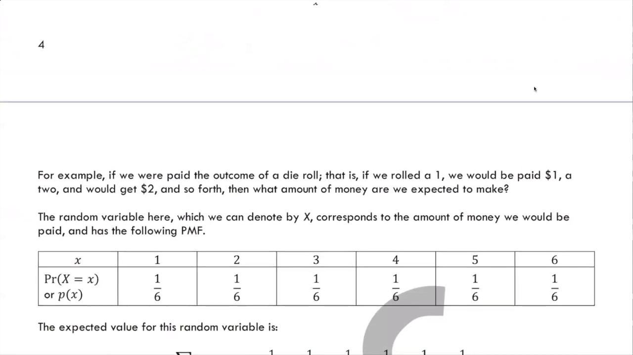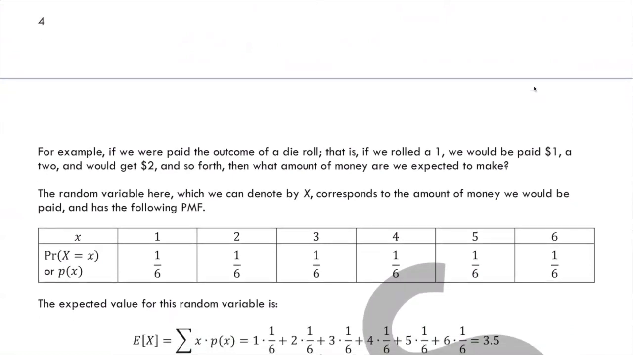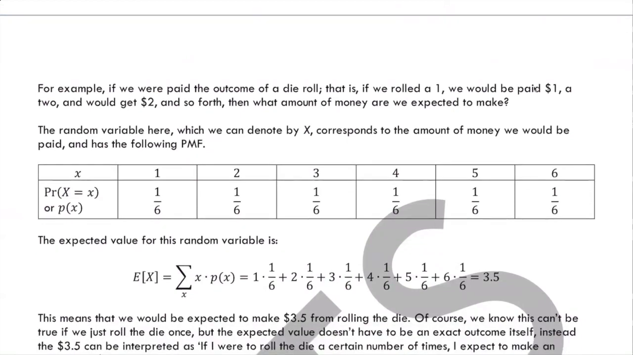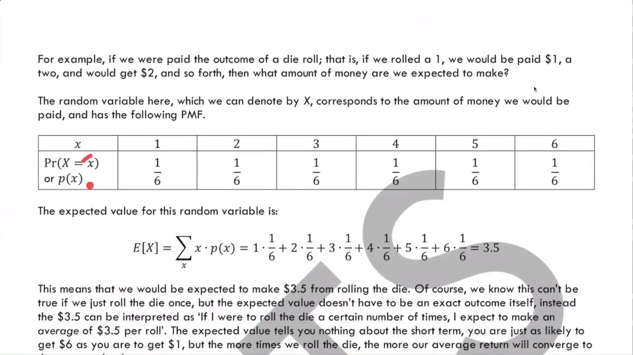So for example, if we were paid the outcome of a die roll, that is, if we rolled a 1 we would expect to be paid $1, if 2 we would get $2, and so forth, then what amount of money are we expected to make? The random variable here, which we can denote by capital X, corresponds to the amount of money we would be paid and has the following P of X. You just do 1 times 1/6 plus 2 times 1/6 and so on, and you get 3.5. Which means you would expect to make $3.5 on a die roll. But you can't actually make 3.5 on any die roll because it's not an outcome. It just means on average, that's how much you make.